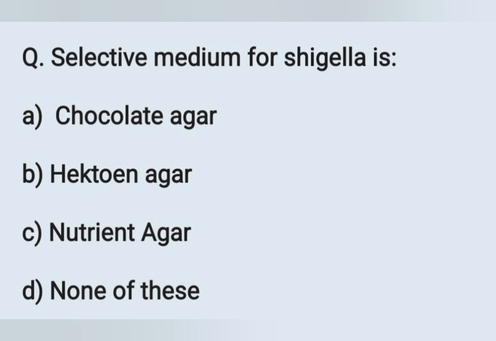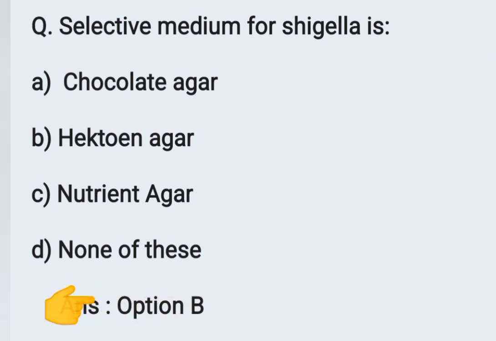And the next question is selective medium for Shigella is options. Option A chocolate agar, option B hektoen agar, option C nutrient agar, option D none of this. And the correct answer is option B, hektoen agar. Move on to the next question.